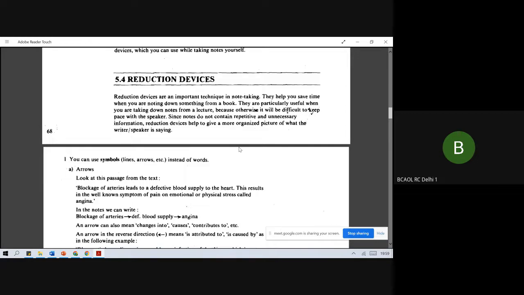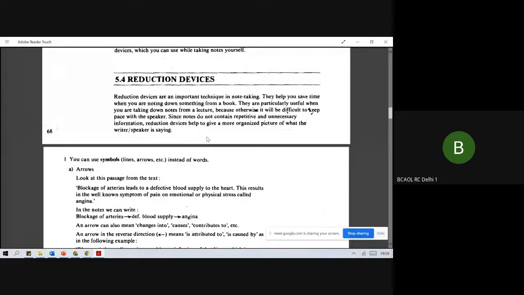It helps you to save your time when you are taking down some important things from the book. And the reduction devices are particularly useful when you are taking notes from a lecture, because it is difficult to keep pace with the speaker, and notes should not contain repetitive and unnecessary information. Reduction devices will help you to give a more organized note of what was said or written.